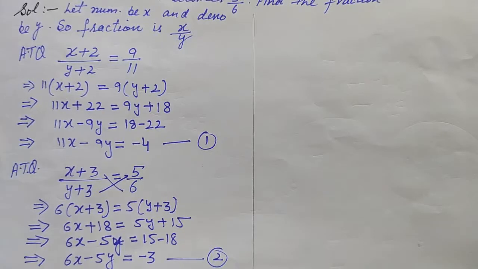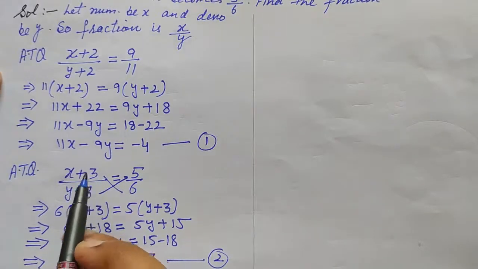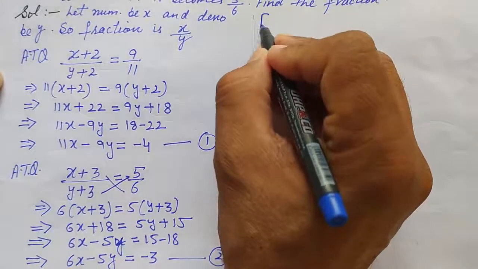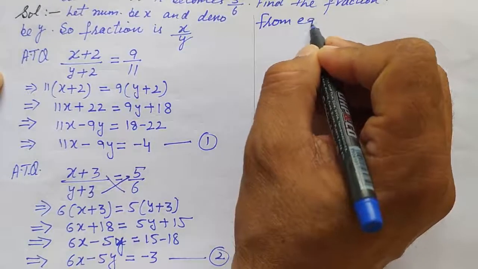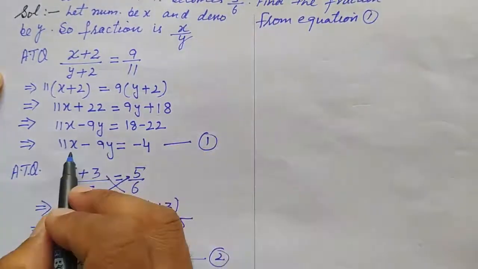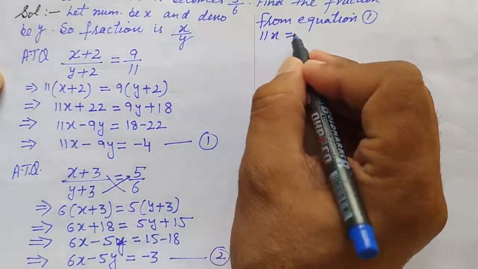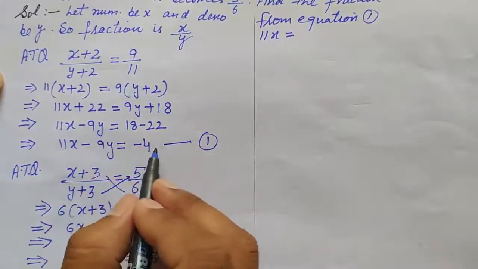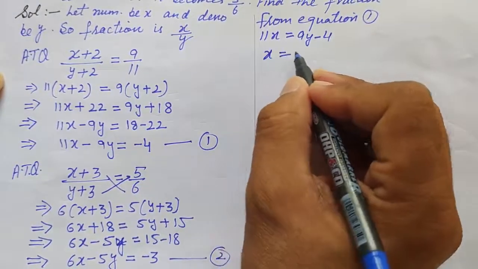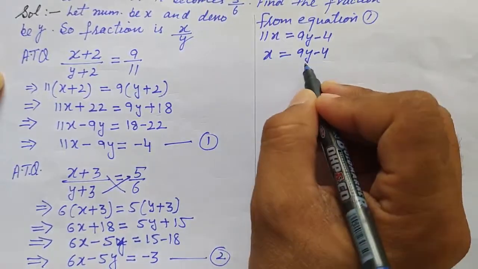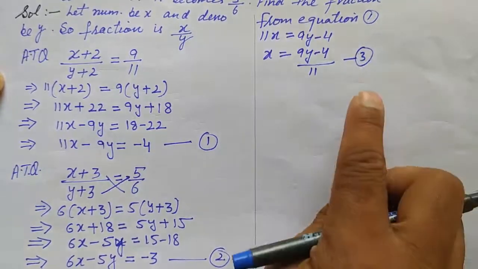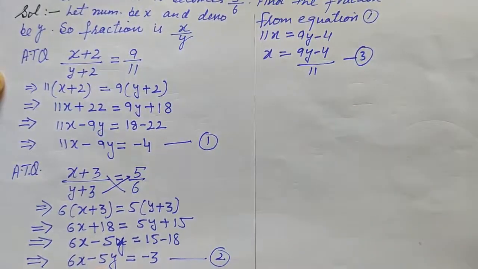So what we do, from equation 1 we find out the value of x in terms of y. So from equation 1 we have 11x is equal to minus 4 plus 9y. So I can write 9y minus 4. So x will be (9y minus 4) over 11. So this is, suppose, equation number 3. Now we'll put equation number 3 in equation number 2 here.